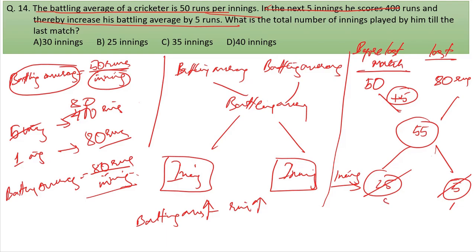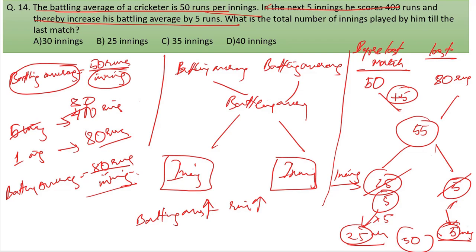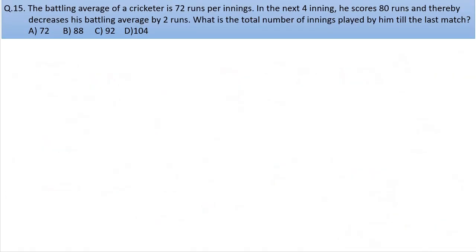5 on the 5, 5 on the 25, and then the question is saying in the last match it was 5 innings, then this one will be multiplied by 5, 5 by the 25, 25 innings. Total number of innings he played till the last match is 25 plus 5 is 30 innings. That is option A, the correct answer.